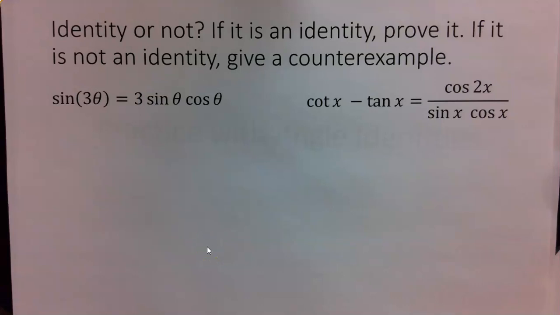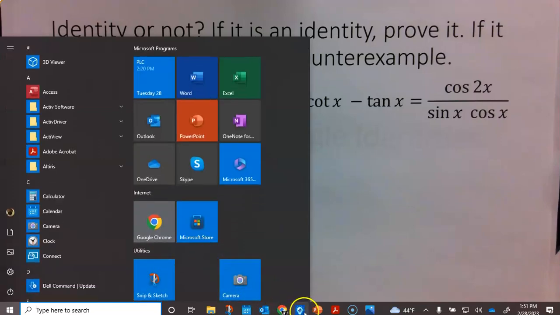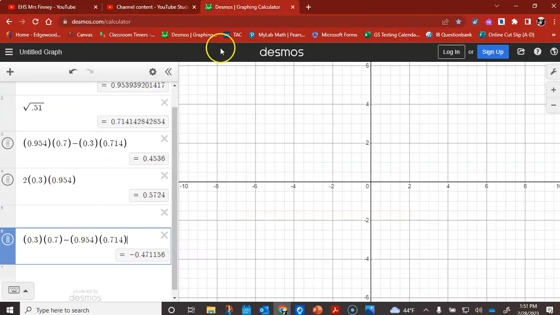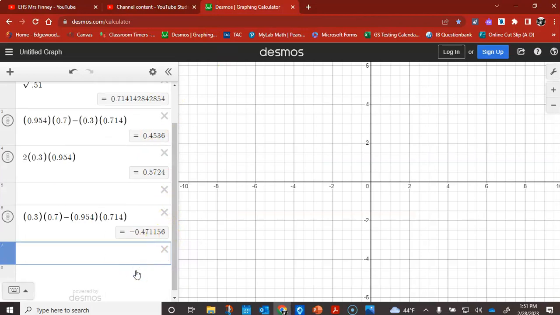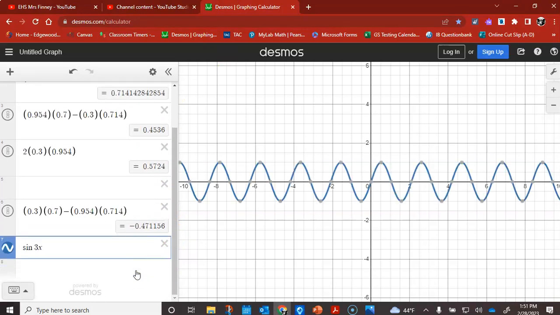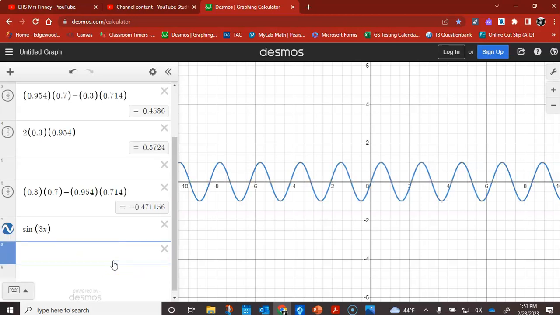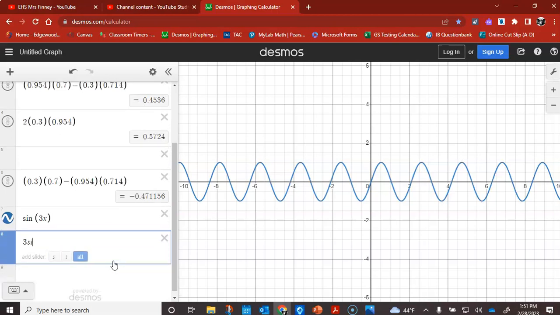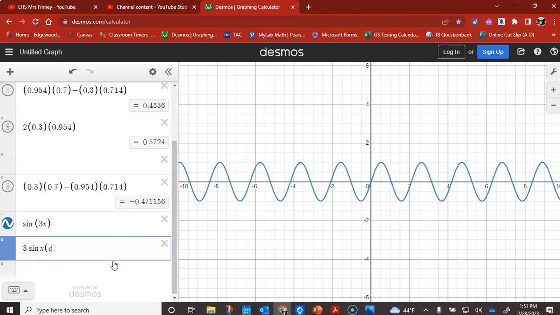Okay, so these are the identity or not problems. What we want to do is graph the identity or the equation that we're given and see if it in fact is an identity. So we're going to go to Desmos, and our first one is sine 3 theta, and we want to know if that's the same as 3 sine theta times the cosine of theta.